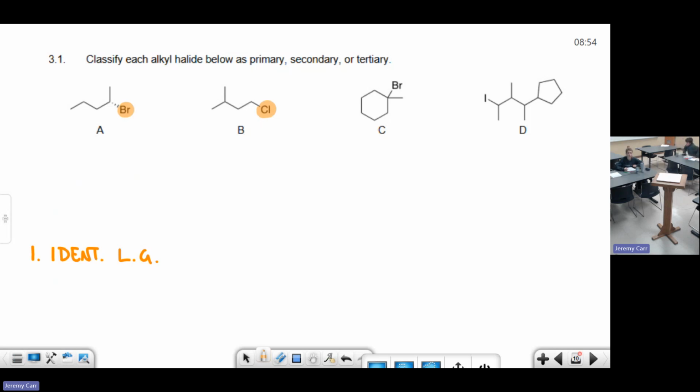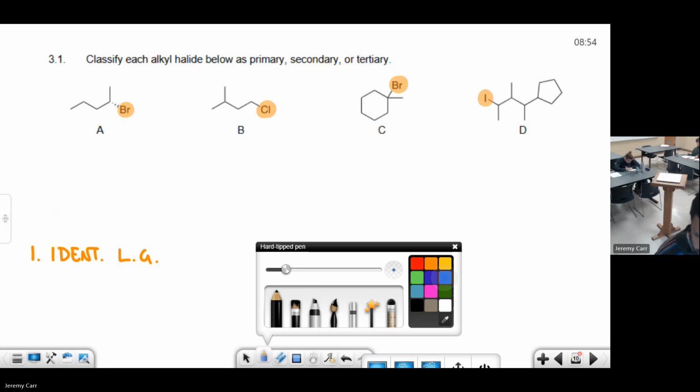Okay, C. What's our leaving group now? Br. And then our last one, D. What do you think our leaving group is there? How do you know it's I? Because look, we're on the periodic table, are we? We're in group 7, right? Just below Br is an I. All right, so we've identified the leaving group.